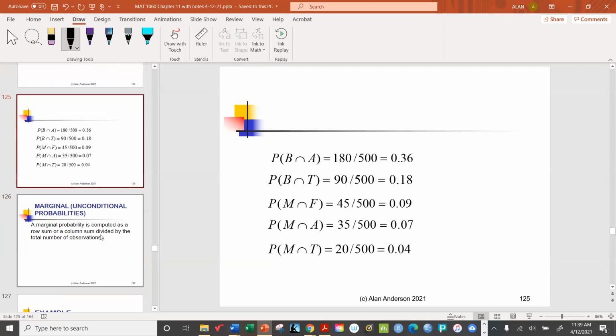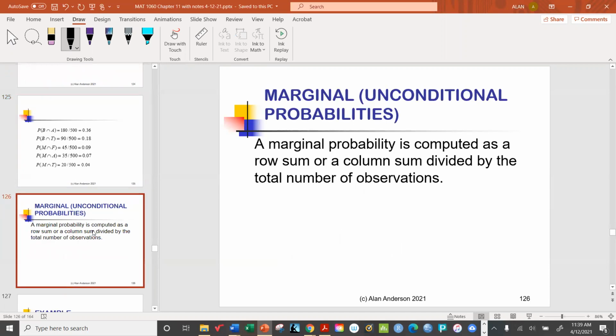All right, now, here's another type of probability that's on this table.